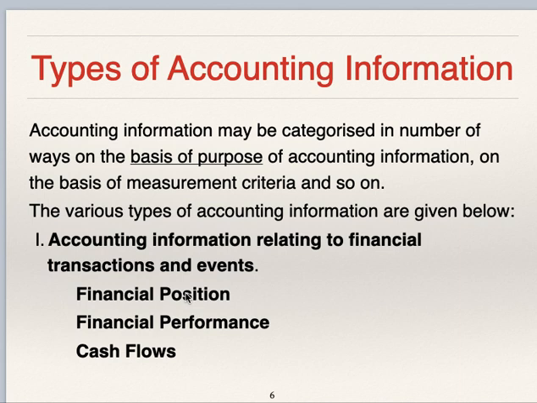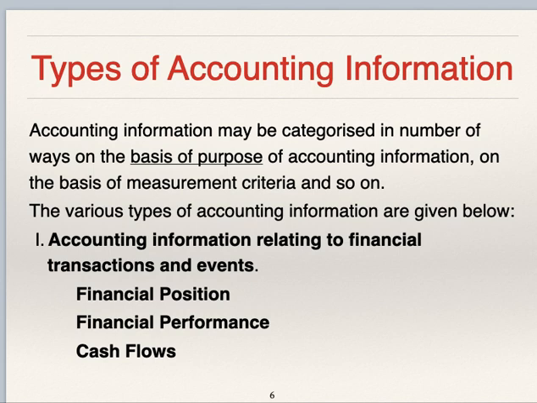This accounting information relating to financial transactions and events is available from financial statements. Financial position, this is provided in the balance sheet, that is assets and liabilities as well as capital, what the business owns and what it owes to others. Financial performance, this is provided in the profit and loss account, which is also known as income statement, that is nothing but net profit or net loss. Cash flow, this is nothing but a statement prepared to show inflow of cash and outflow of cash and how the business arrived at the closing cash balance from the opening cash balance.